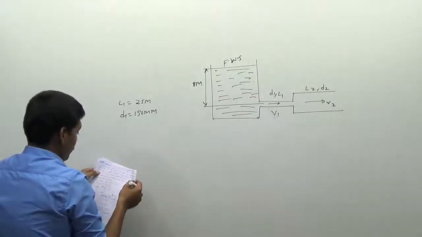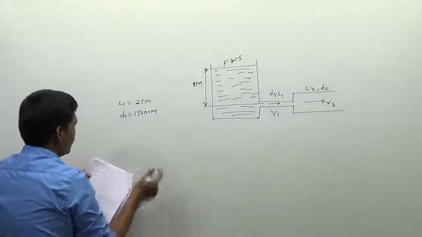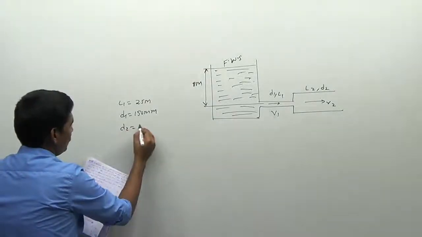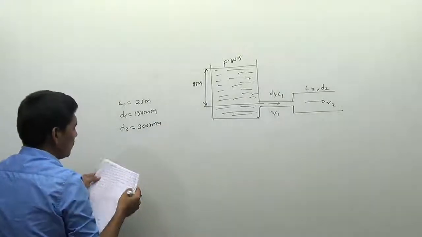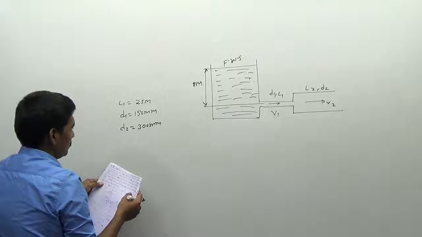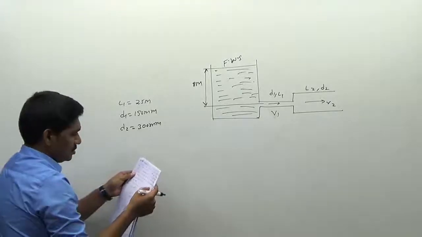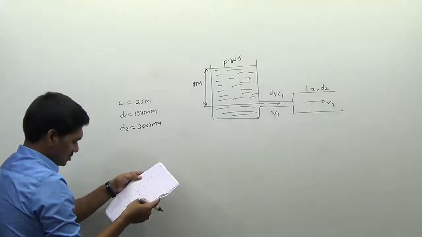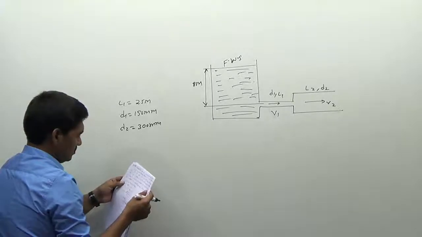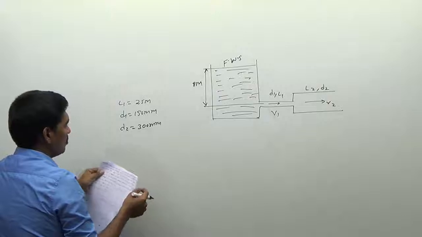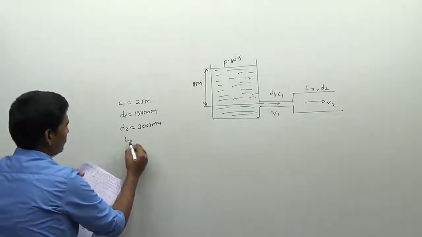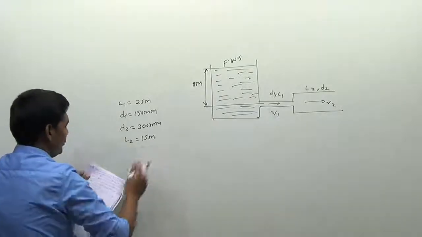Okay, and its diameter suddenly enlarged to 300 mm. I am taking this diameter equal to 300 mm here. Okay, the height of the water. So what about the length L2? Length L2 is not given for us. Yes, the total length is given. The total length of the line is equal to 40 m. Therefore, I can write this length L2 is equal to 15 meters.